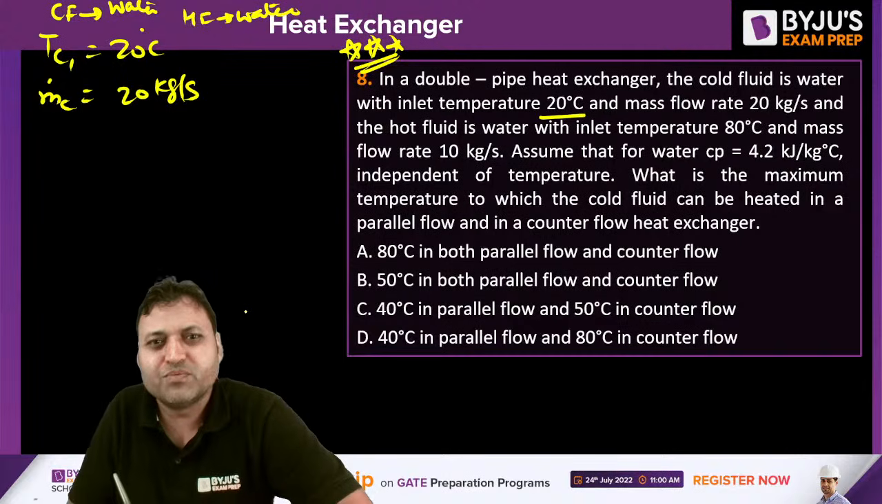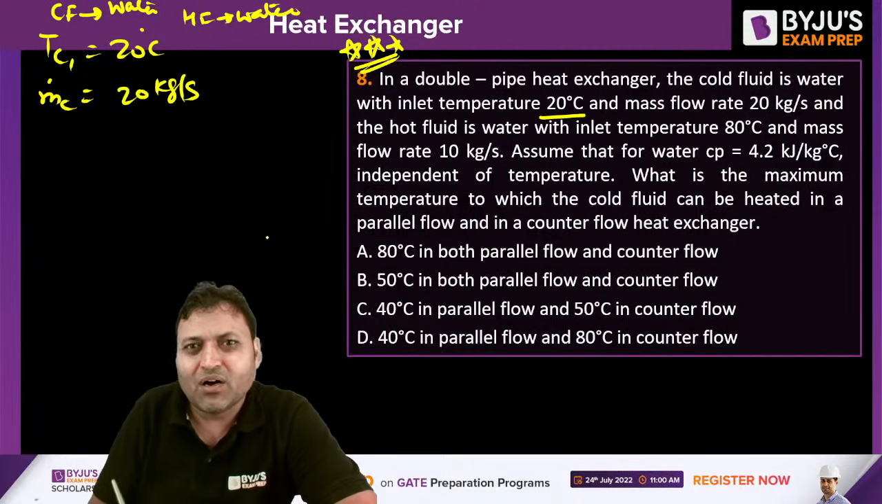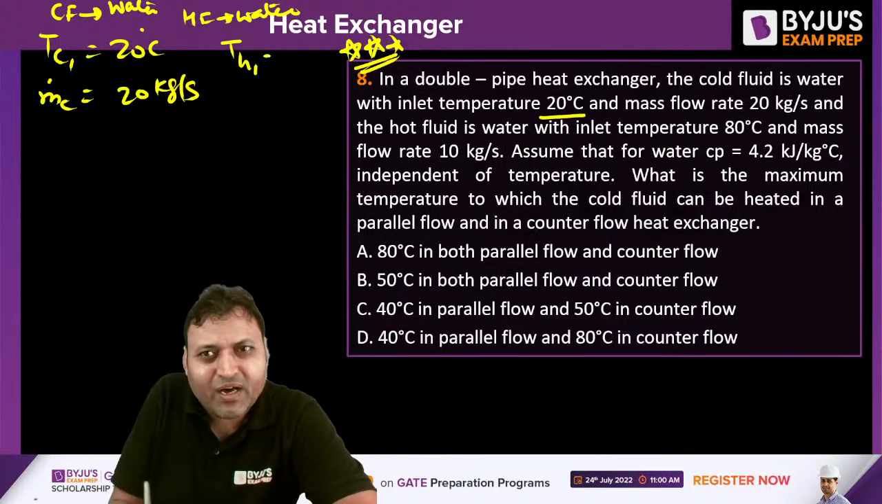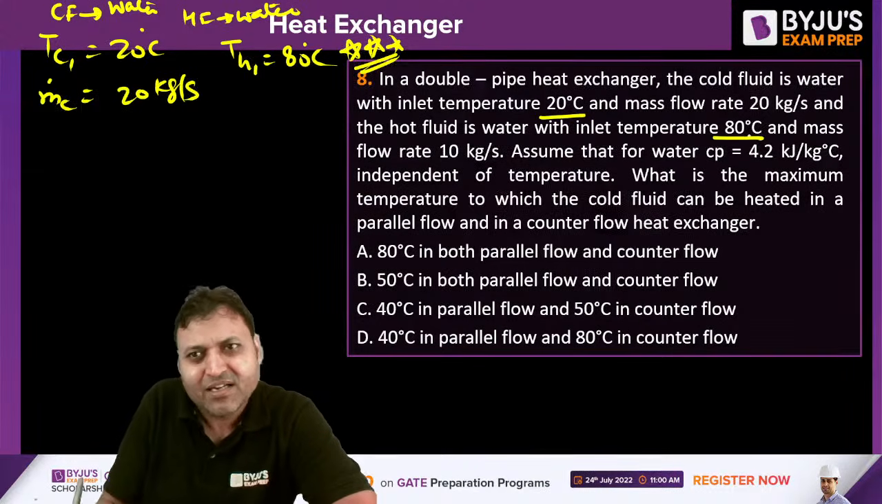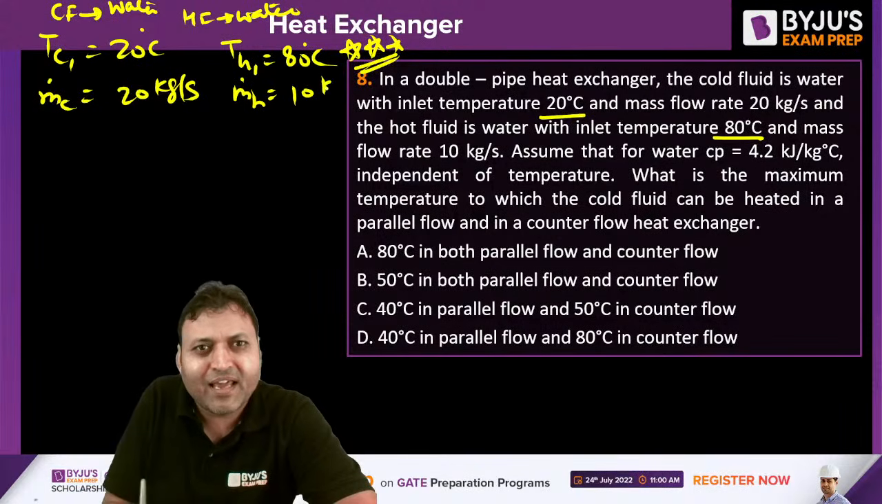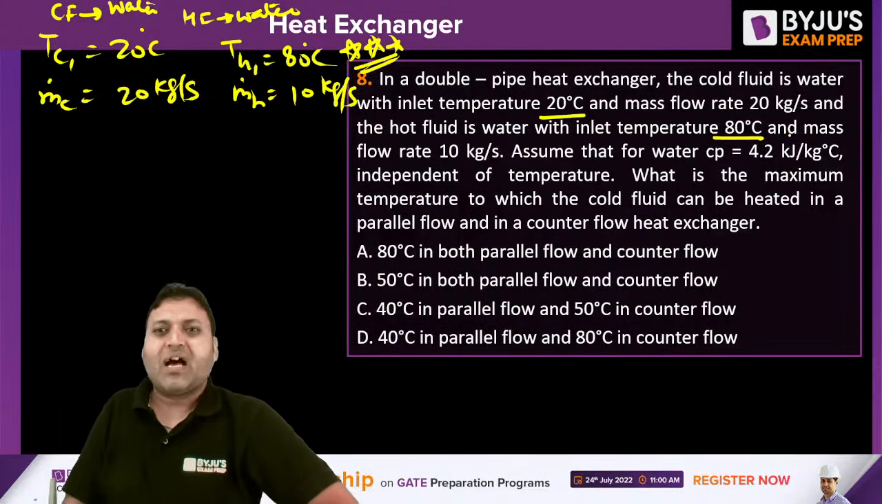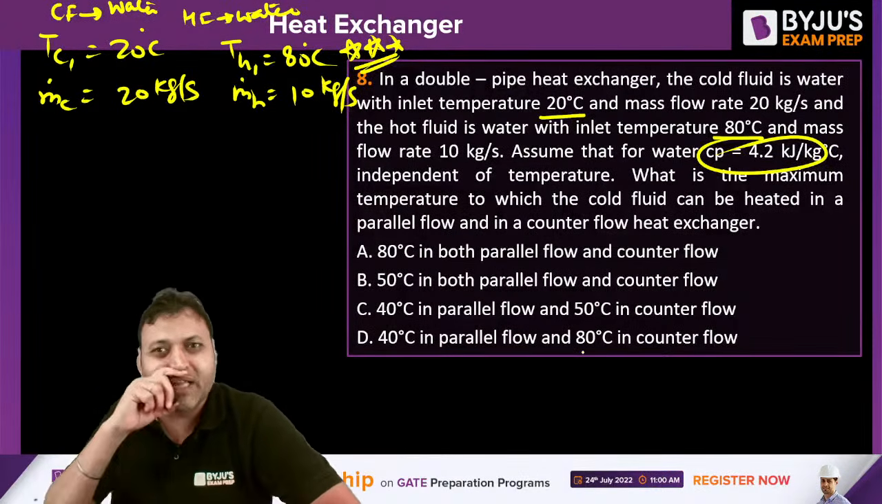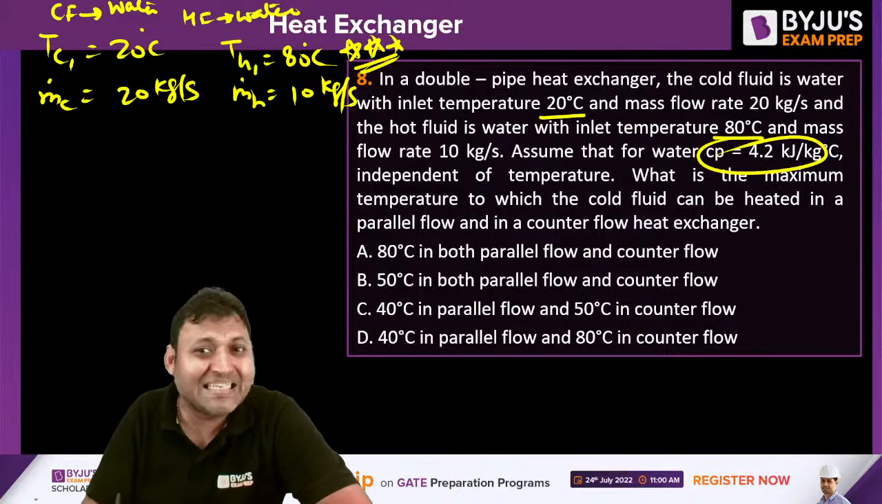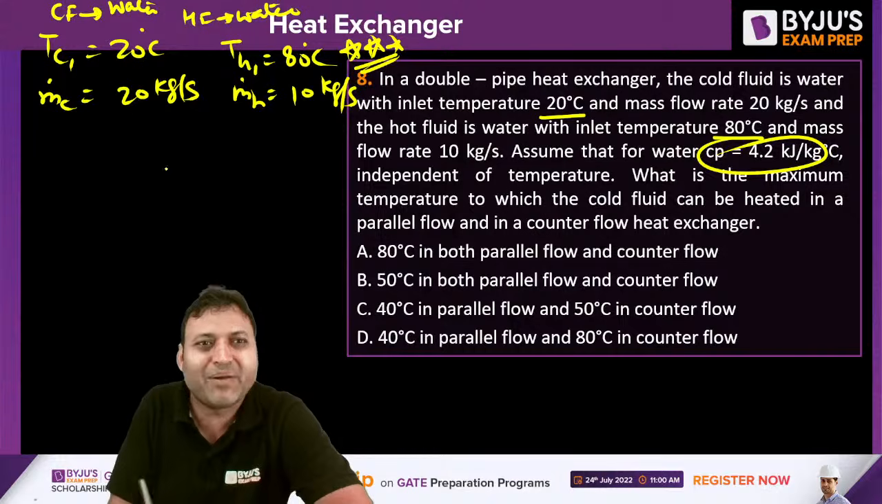That is 4.2. The inlet temperature TH1 is 80 degrees Celsius. And the mass flow rate, that is m.h, is equal to 10 kg per second. Assume the Cp for water is 4.2, the same for hot fluid and cold fluid, independent of temperature. What is the maximum temperature to which the cold fluid can be heated?